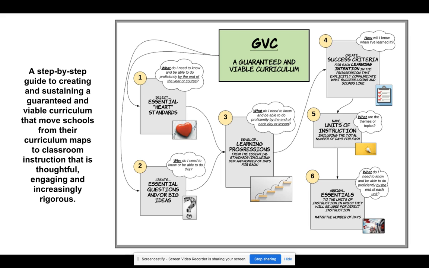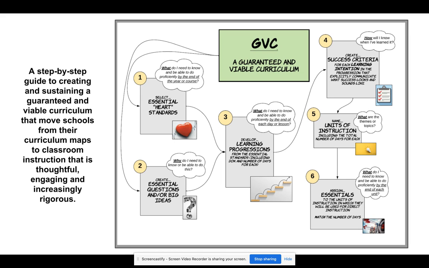And so that requires taking each essential HEART standard and developing some learning progressions with each one of those. And learning progressions are simply a series of scaffolded learning intentions that, when put together, get kids proficient in the overall essential larger standard. Step 4 then is, okay, I've got my learning intentions, I've got my learning progressions that are all lined up to my HEART standards.